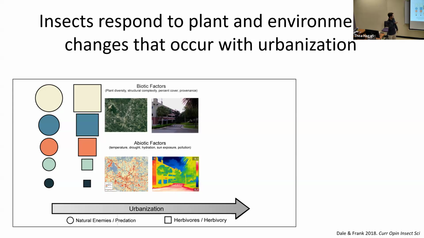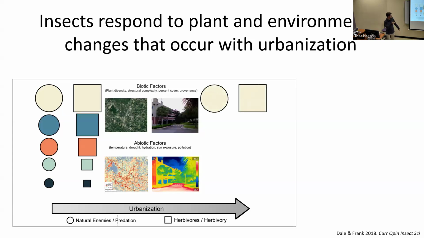pollution. You also get major changes to the plants that are in that space, from species to structure to complexity, diversity. And all those things influence organisms that use that habitat. So here, our circles are our predators, our parasites, our natural enemies, and the services they provide. Our squares are our herbivores or herbivory. And in nature, these things are relatively balanced. But when we go through an urbanization process, those things get all thrown out of whack.